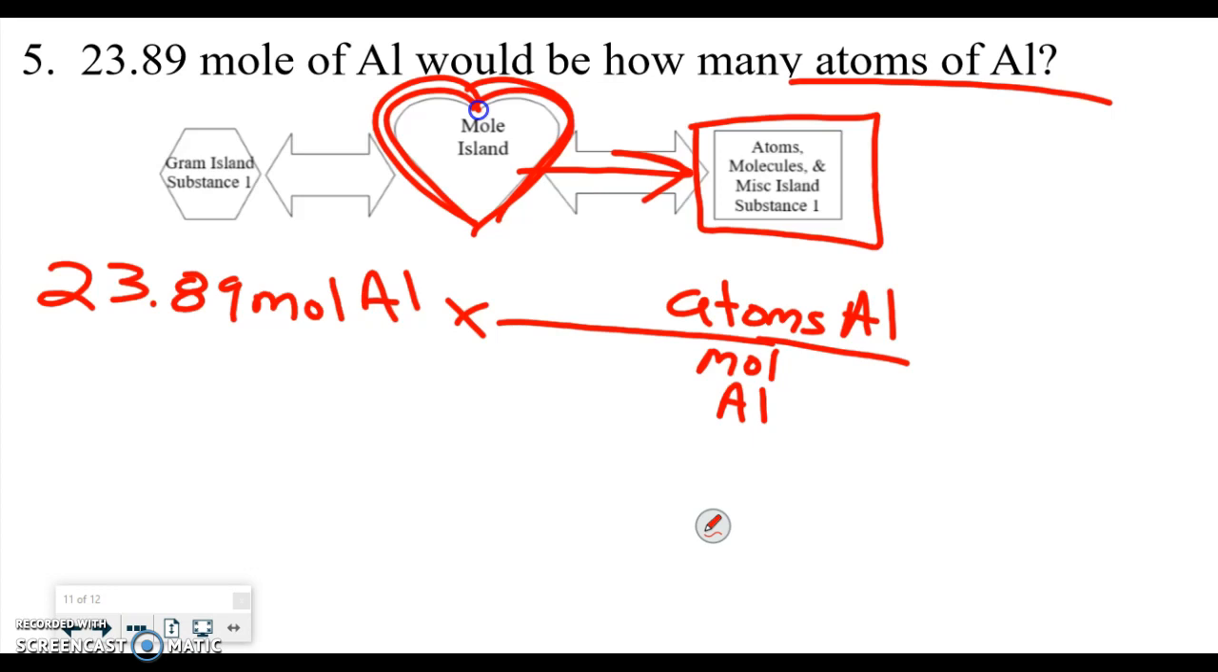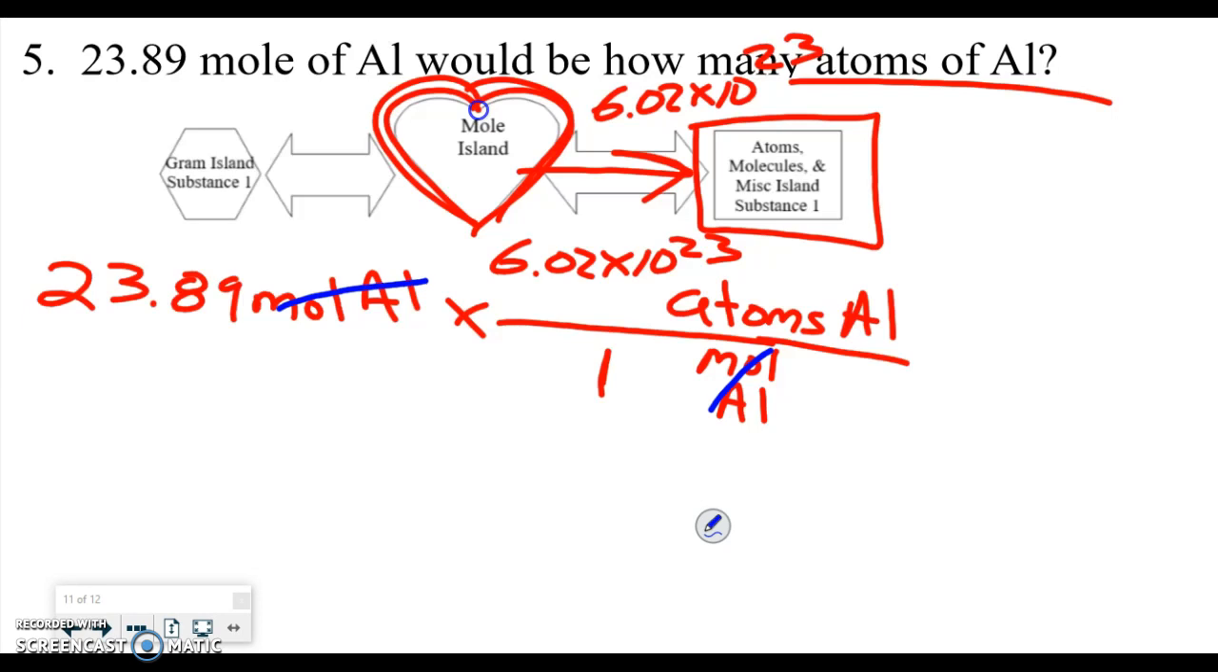This bridge is 6.02 times 10 to the 23rd. We've got to figure out where to put that. Well, a couple things you need to know. One will almost always go with mole, and that means 6.02 times 10 to the 23rd won't go there. And 6.02 times 10 to the 23rd is a mole, so to put that number right there is saying you have a mole of moles. I have never seen that actually happen. I've never seen 6.02 times 10 to the 23rd moles of anything. So 6.02 times 10 to the 23rd goes right here. One will almost always go with moles. Our label cancels there.